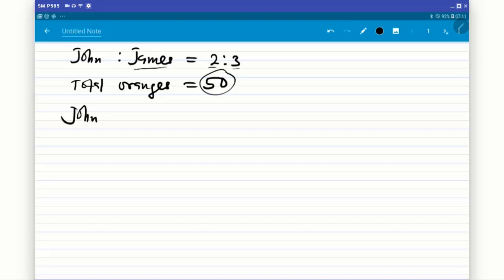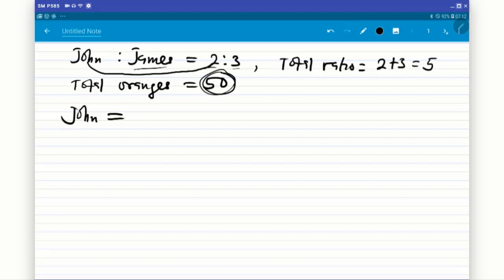So how many oranges does each person get? For John, the ratio is 2. But the first thing we need to do is find the total ratio, since we have the total number of oranges they are sharing. So the total ratio will be 2 plus 3, which gives us 5. John is getting 2 out of 5 of the 50 oranges. 5 into 50 is 10, times 2, and that means John will get 20 oranges.